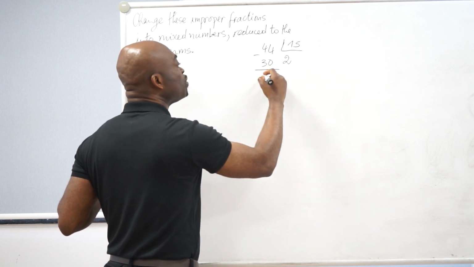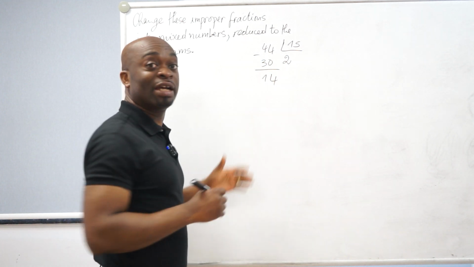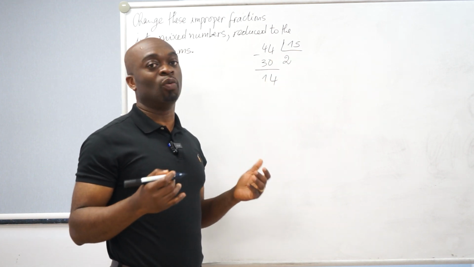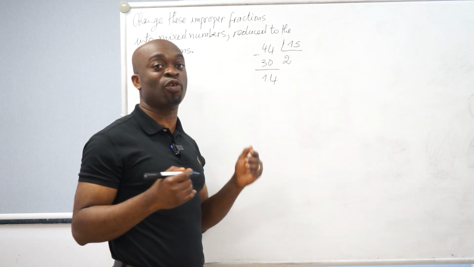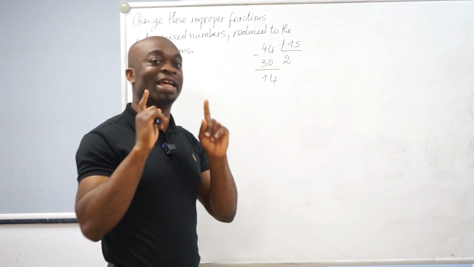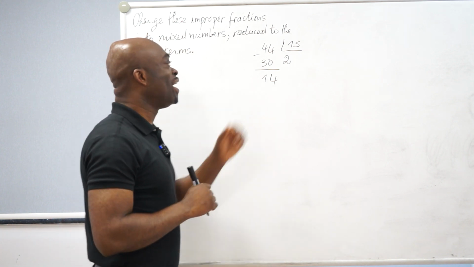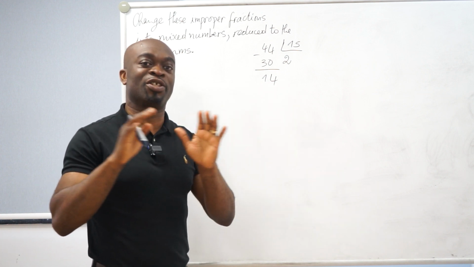All right, so that gives you what? 14. Now, can 15 go into 14 evenly? No, because 15 is higher than 14, so it cannot go into it evenly. Do we see what we're talking about? All right. So now, after getting this, you're pretty much done.